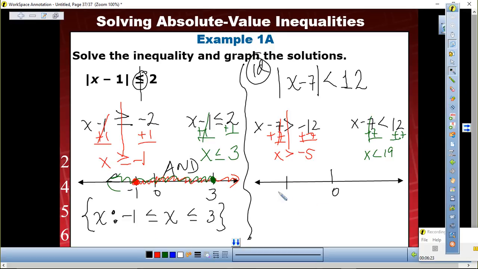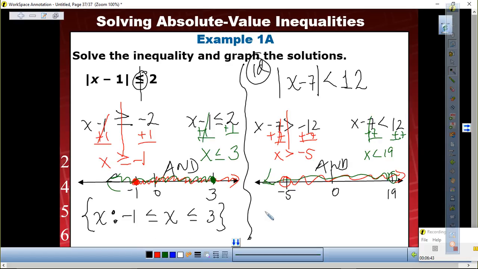The graph. 0, my dividing point, negative 5, my other dividing point, 19. I'm going to start with this one. Open point. What's greater than negative 5? Everything to the right. Open point for this one. What's less than 19? Everything to the left. And once again, this is an AND. Solution set all x's such that negative 5, x, 19, these are open points, therefore it's only less than and less than. Have you got that by yourself?